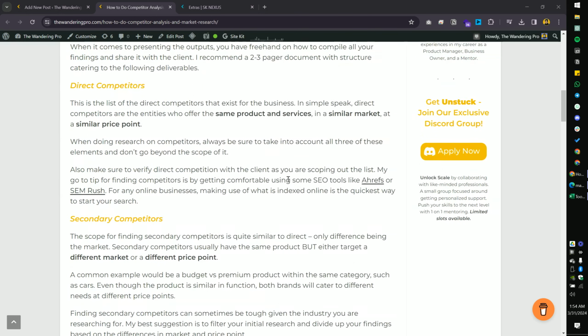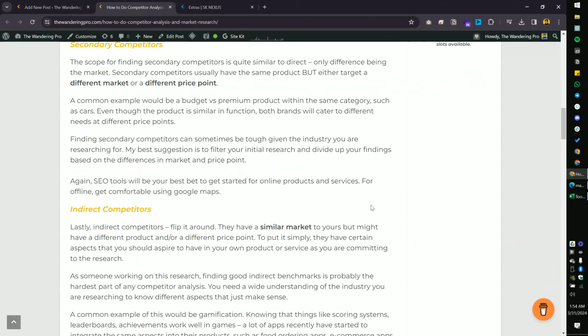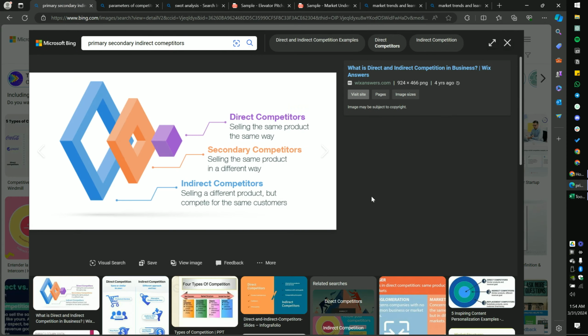My recommendation always is, get comfortable using tools like SEMrush or Ahrefs, because that's an excellent way to quickly find competing keywords or competing industries, especially when it comes to online businesses, right? And for offline businesses, you can always go to something like Google Maps and just search the business category, and it typically does a good job of showing the different products and services in the area. But what is the difference between direct, secondary, and indirect competitors? For that, I have a pretty helpful image that will simplify it.